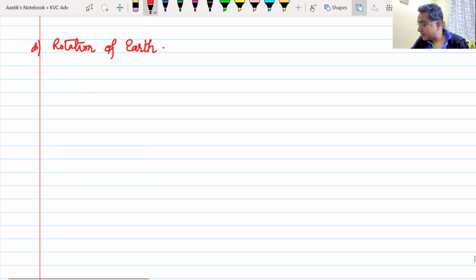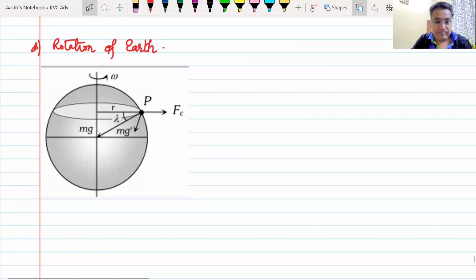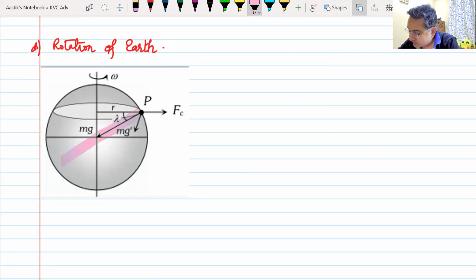If you can see this diagram, because of rotation of Earth on its own axis, we all experience a centrifugal force. Do we understand this? Because of this rotation, we all have some centrifugal force because we have to rotate with the Earth. Now, the acceleration due to gravity, or the force of gravity, is always acting towards the center of Earth, which is this mg. Do we see this?